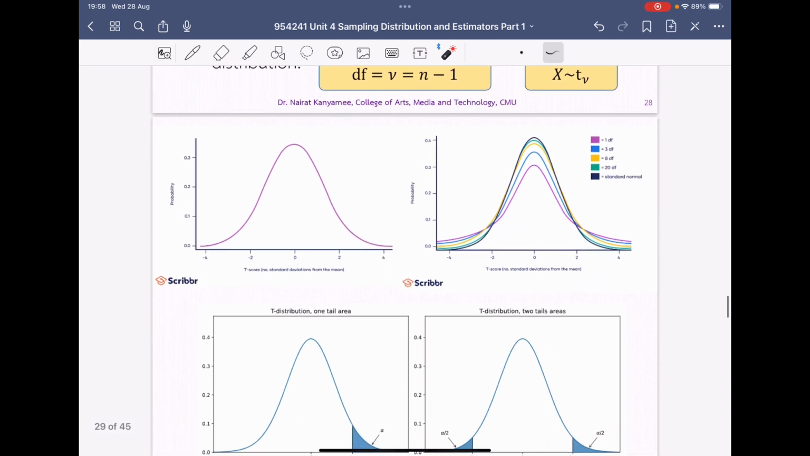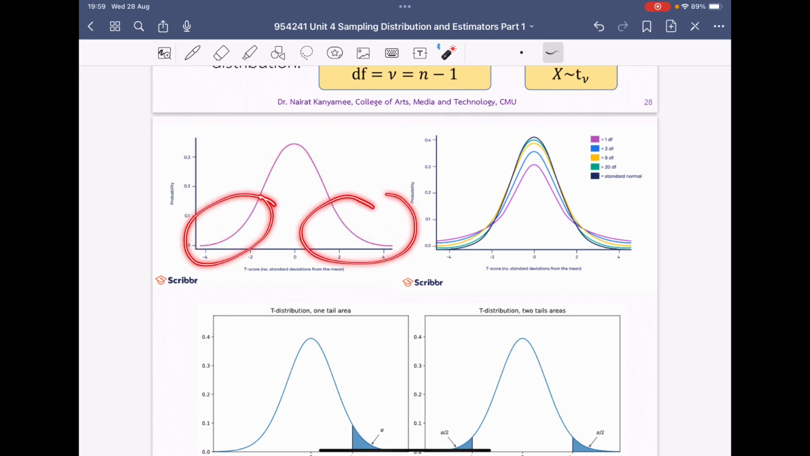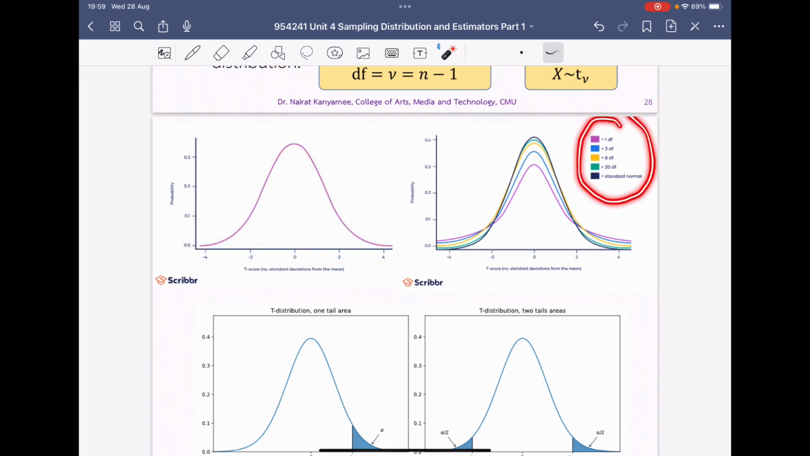This is what it looks like. The horizontal axis is the t-score. It looks like a normal distribution but with heavier tails. With the degrees of freedom, the one that is flattened out has some gap here. For the normal distribution, it's not flattened like that; here we have some probability in the tails.